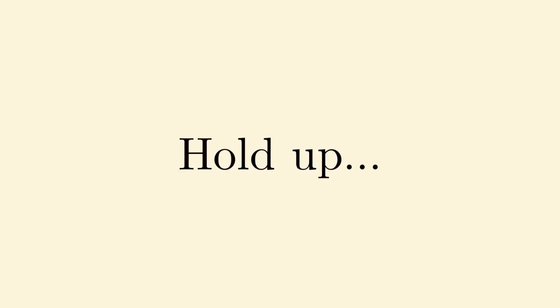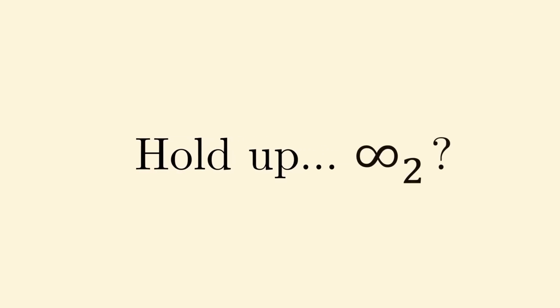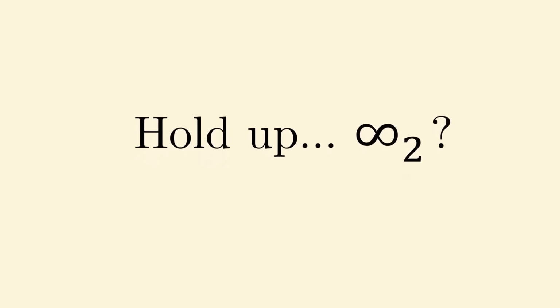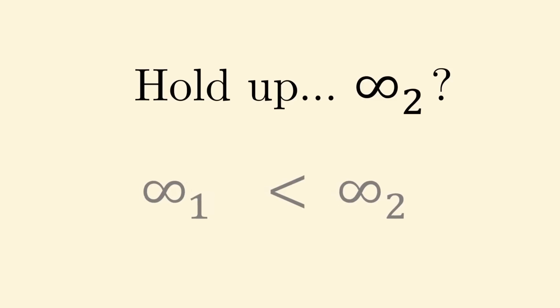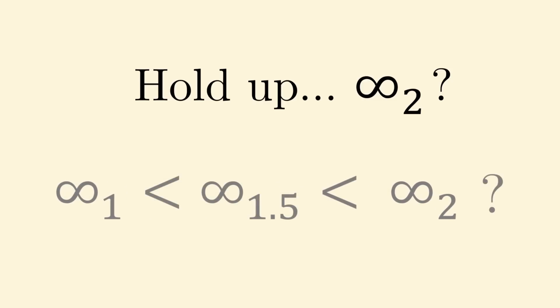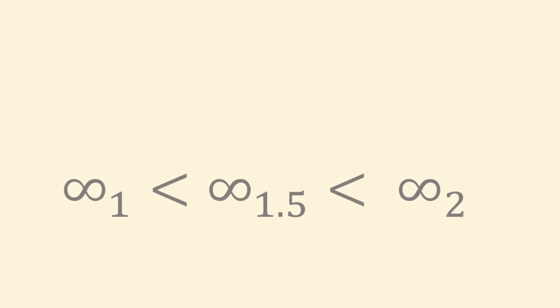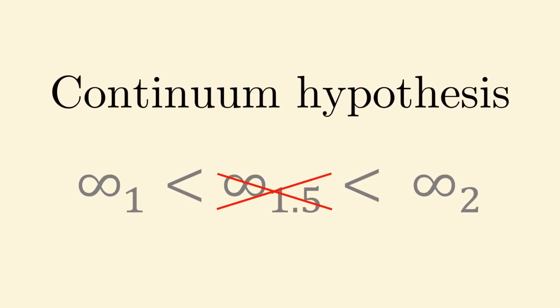Hold up. Infinity type 2? How do you know there's no infinity between type 1 and 2? Actually, this is what mathematicians call the continuum hypothesis. We think it is this way, but no one can actually prove it. In fact, we can show that given the current mathematical tools, it's not even possible to prove.